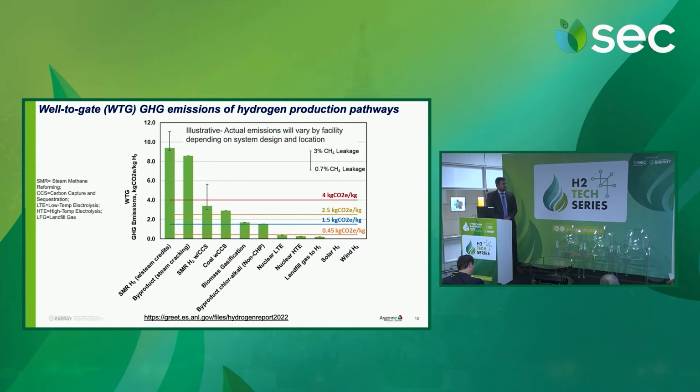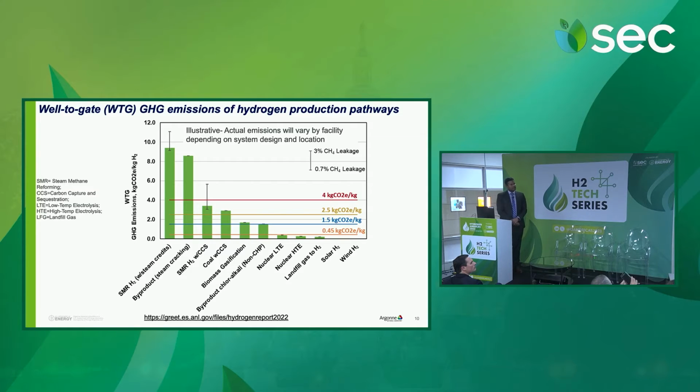So we did our own research on various gray, blue, and green hydrogen pathways, and did the well-to-gate LCA, and here are the results for those. Please keep in mind that these results may differ depending upon the facility, performance, and their feedstock type. Our research results are also documented in the link below, that report that we released last year.